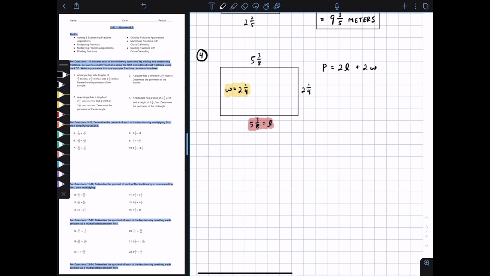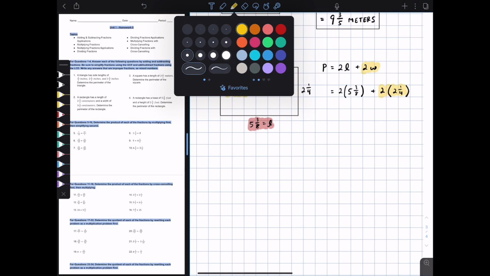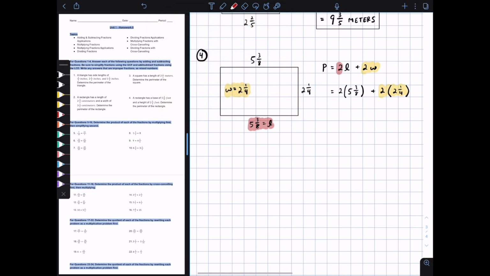Okay, so let's do twice the length. We'll do 2 of these 5 3/8 because there's one on top and one on bottom, plus 2 of these 2 1/4. The widths are represented here, that's the 2W, 2 of those. And then for the lengths, we have 2 of these, and then we have 2 of those.